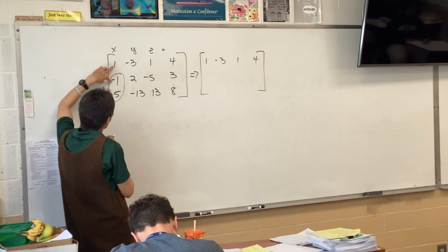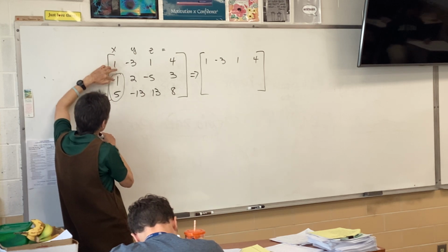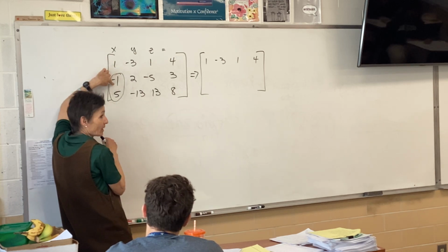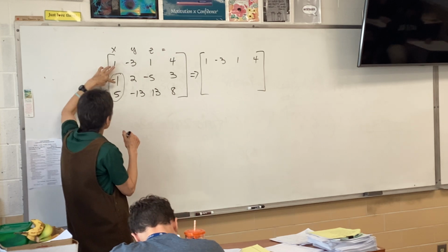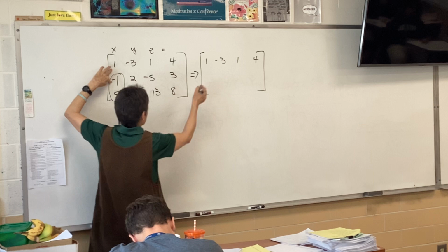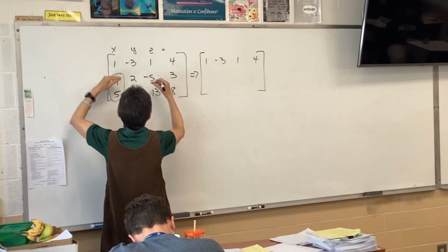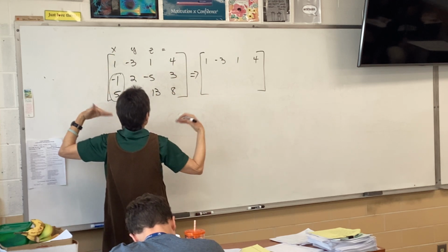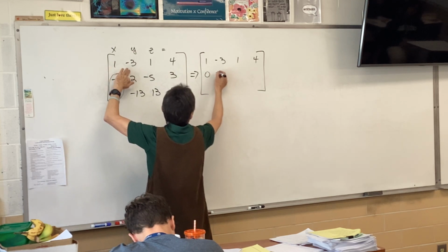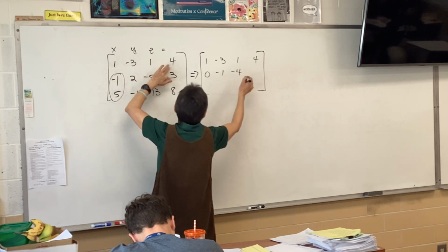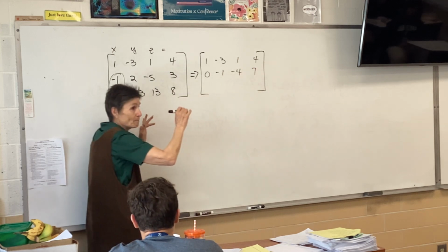Now, my job is to somehow add these together and make that go away. Well, that's easy, right? It's set up for that. So when I add these together, I'm adding the equations. I'm adding the rows together. I'm doing regular elimination. So that's 0, -1, -4, and 7. Everybody with me?